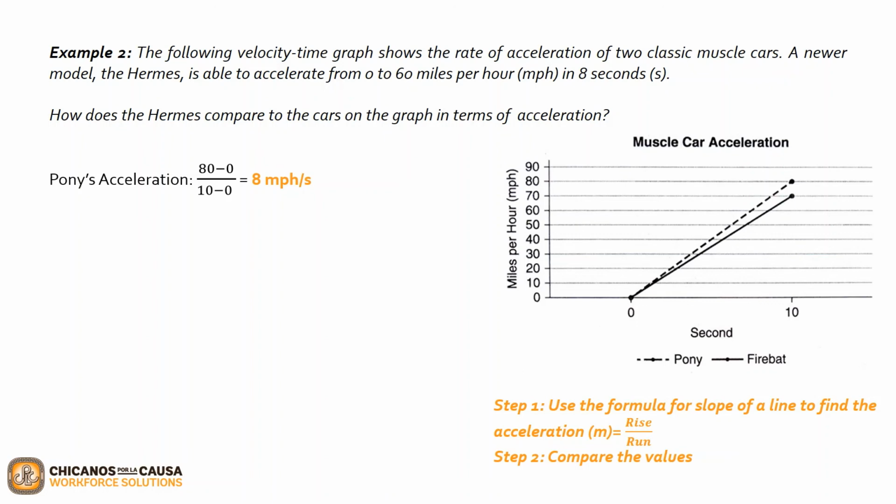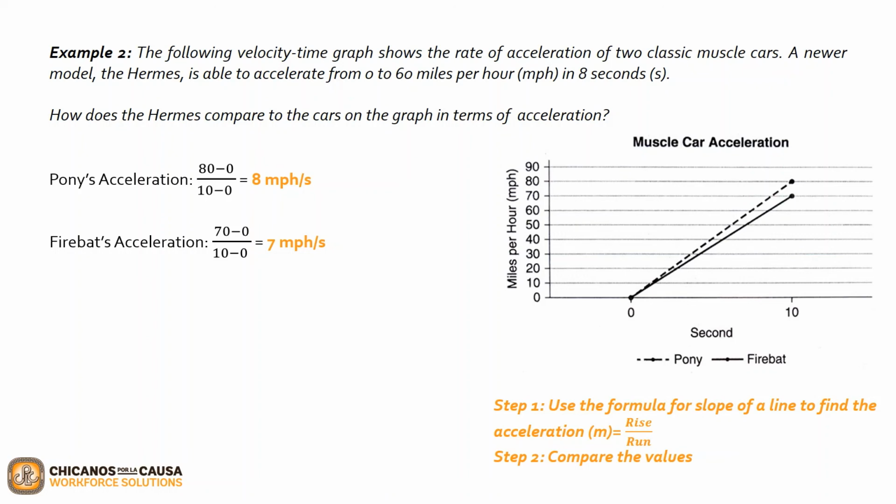So if we have 80 over 10, or 80 minus 0 over 10 minus 0, we can see that it gives us 8 miles per hour. Now let's look at the Firebat. The Firebat, represented by the solid line, goes from 0 to 70 miles per hour in a matter of 10 seconds. So it's the exact same thing. We're going to do 70 minus 0 over 10 minus 0, which gives us 7 miles per hour.